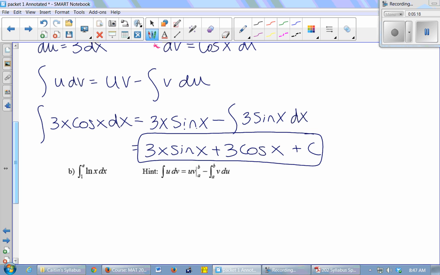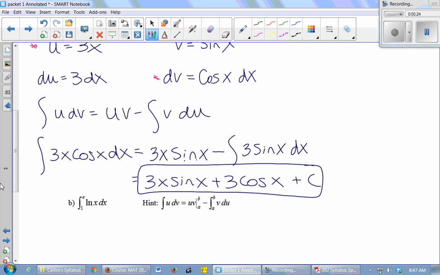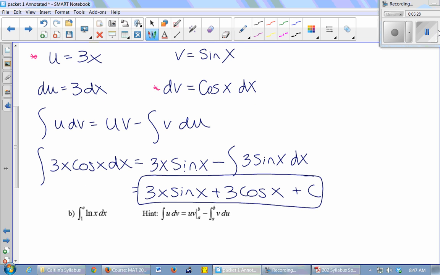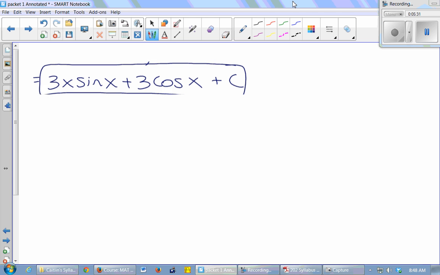And we should probably check by taking the derivative of this thing that it does come out to 3x cosine x, the original integrand. So let's go ahead and do that. So I want to take the derivative of this thing.